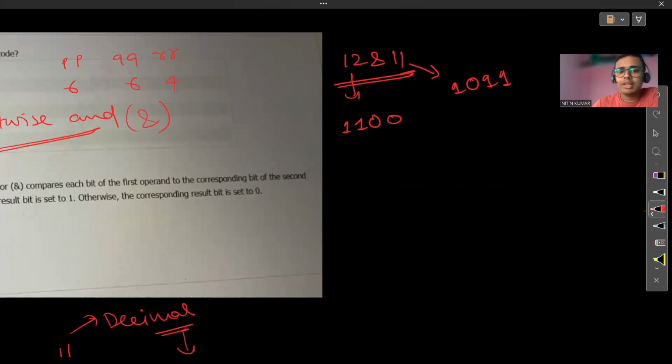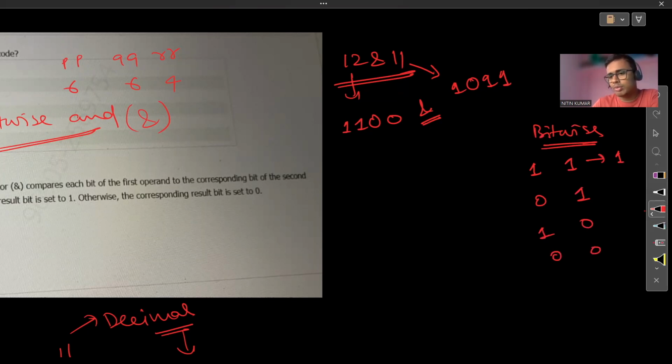Now we are going to take the bitwise AND of these two. Bitwise AND says that when both are 1, then I get 1. Else, if any of them is not 1, let's say the first one is 0, or the second one is 0, or both of them are 0, in all these cases I get the value 0. So bitwise AND says, if both are 1, then only I get 1. Otherwise, I get 0.